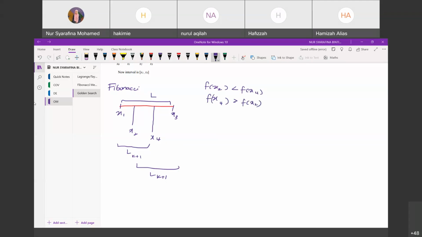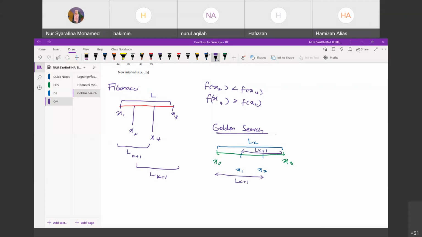Okay, so in golden search, we still want to find a point on the line here, but we use x0 and x3. So let's say you have a range of LK here, and in finding x1 and x2, we use the same ratio. Let's say here we have LK plus 1 and this one also LK plus 1. We use the same ratio.